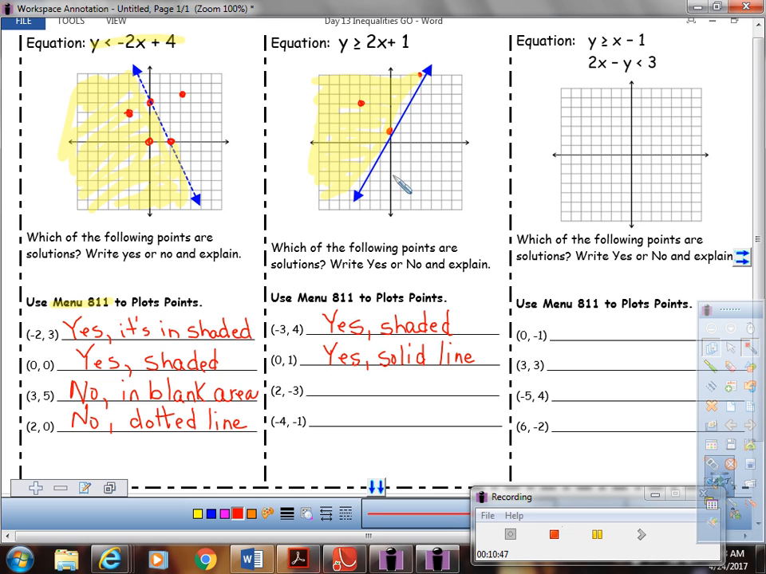And then 0, 1 was right on the line, so that one was okay. 2, -3 is not, right? It's in the blank space, so that one is about right here.